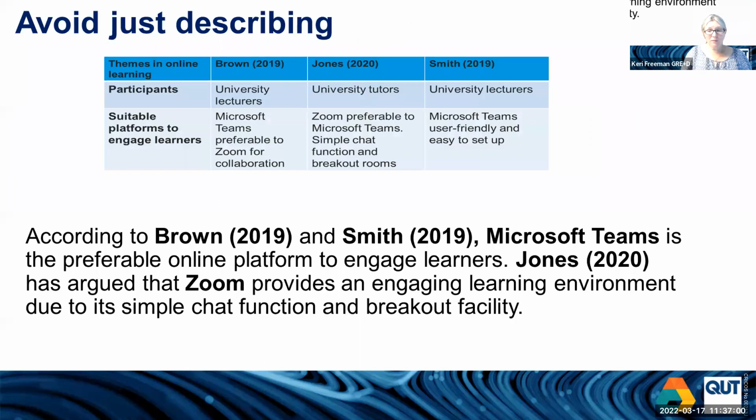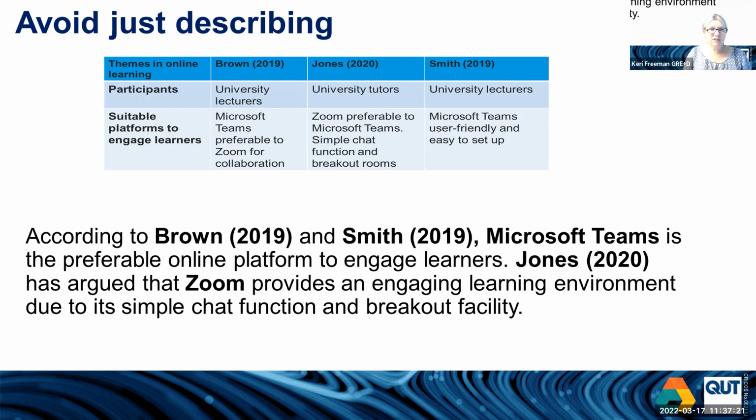Avoid just describing. As we said, we have to inform. So your describing is important, but you also have to persuade. You persuade through your critical voice. So here's an example of a made up research looking at engaging learners. All right, what's the best way?